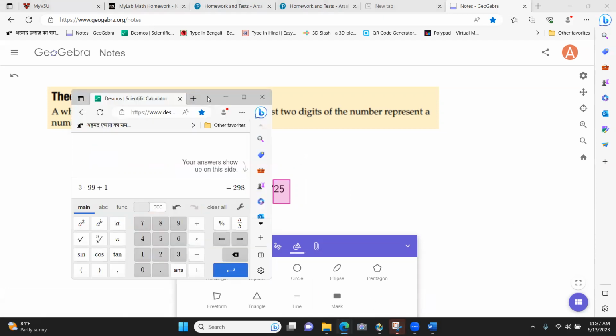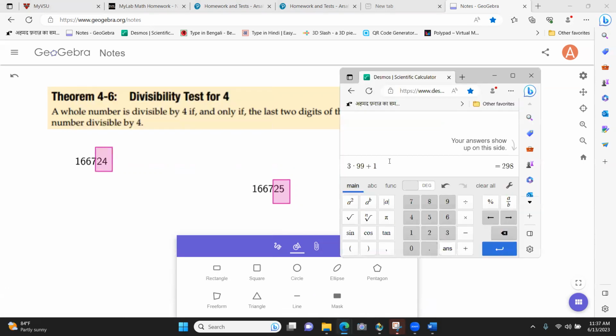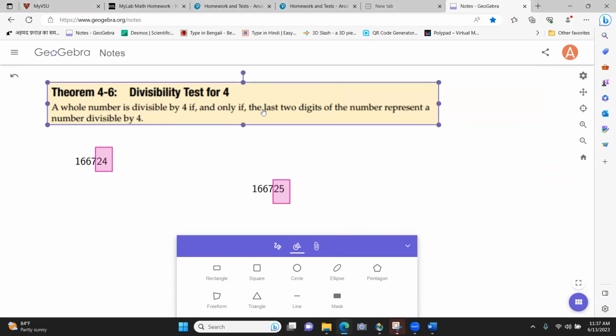So I'm going to show you the first one is divisible by 4 as follows. 166... Okay, that's a whole number, 41,681. All right, what about this? That's not a whole number, 41,681.25. So the test seems to work, right? Now, why is it true?